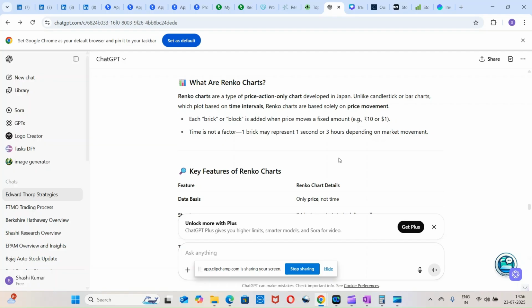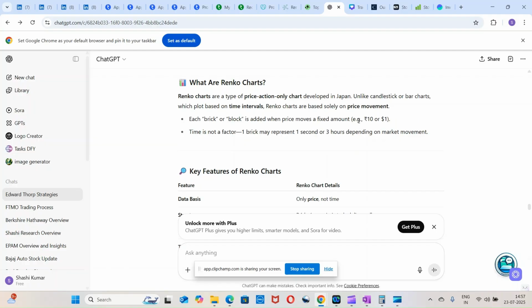And they have bricks. Each brick or block is added when the price moves a fixed amount. You can decide the correct brick size for that particular asset and put it. For example, 10 rupees is one brick size, or $1 is a brick size or a block size. So time is not a factor in Renko charts. One brick may represent 1 second or 3 hours depending on the market movement.